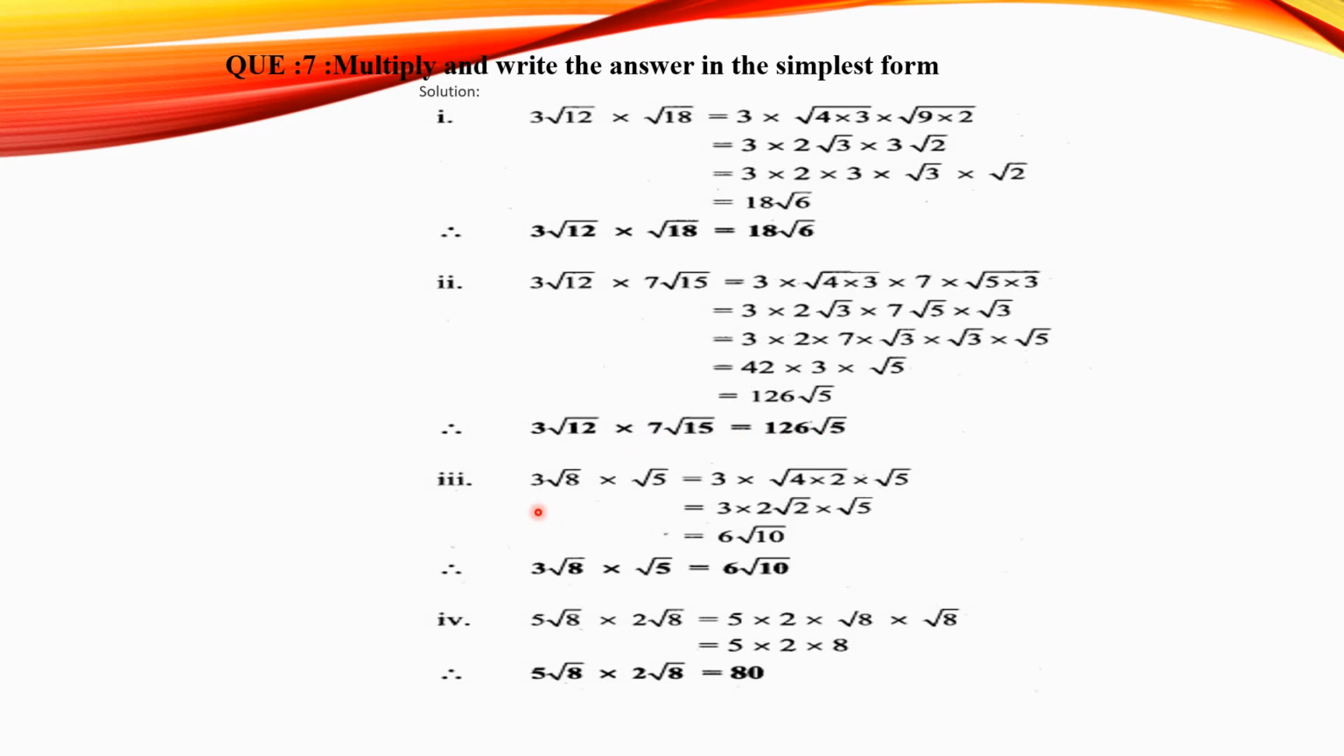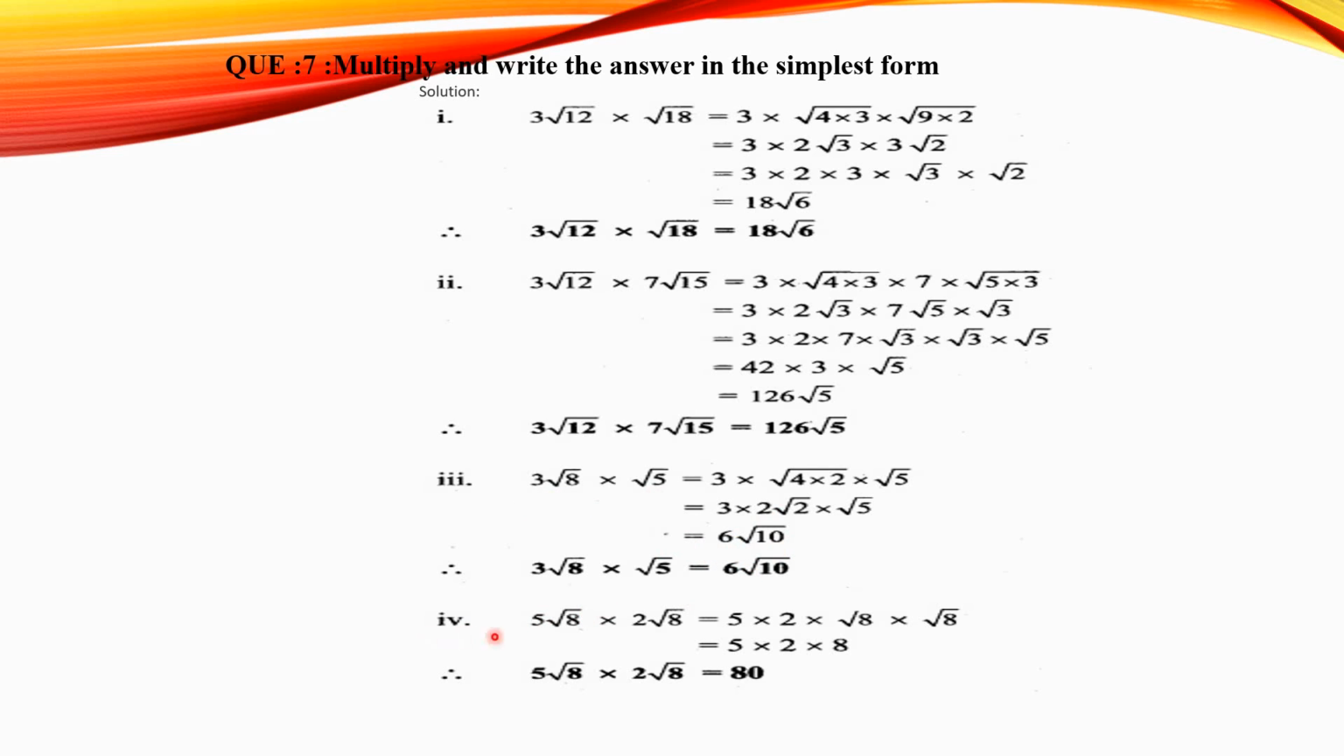Third question, 3 root 8 multiplied by square root of 5, that is equal to 3 multiplied by square root of 4 multiplied by 2 inside, multiplied by square root of 5. So square root of 4 can be written as 2, and the next number we can multiply, 3 multiplied by 2 multiplied by square root of 2 multiplied by square root of 5. So square root of 2 multiplied by square root of 5 can be written as square root of 10, and 3 multiplied by 2 will be 6. So 3 root 8 multiplied by root of 5 is equal to 6 root 10.